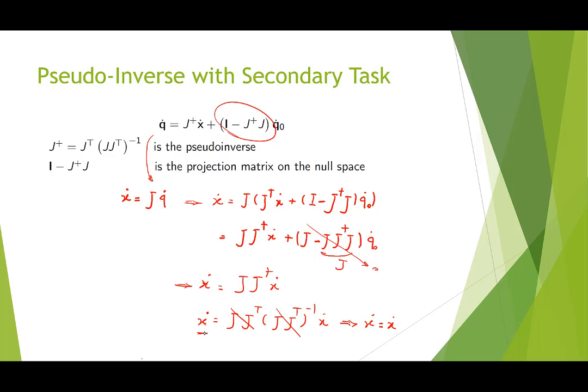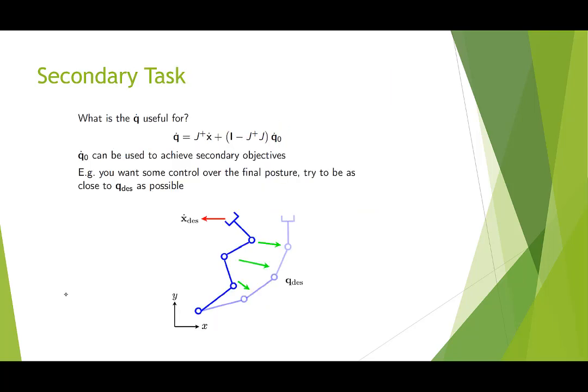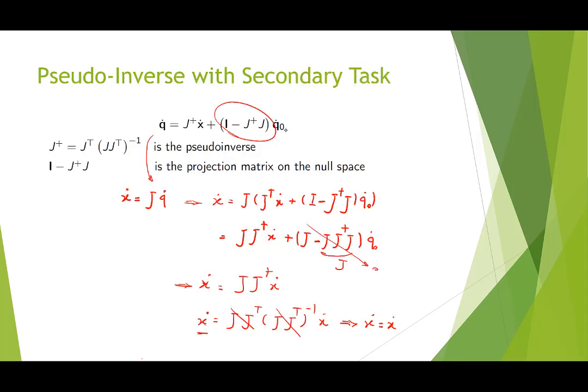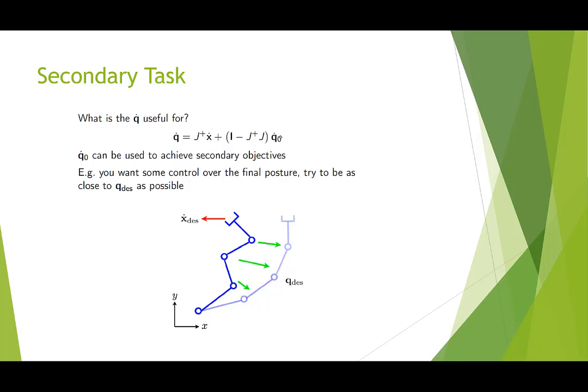And this is where the secondary tasks come into play. We can use this q dot 0 to do secondary tasks, because no matter how q dot 0 changes, it will not affect the final end effector position. These are the self motions of the robot. These are the motions of the joints that don't change the position of the robot. And we can use this to do secondary tasks. One of them could be avoiding singularities, for instance.